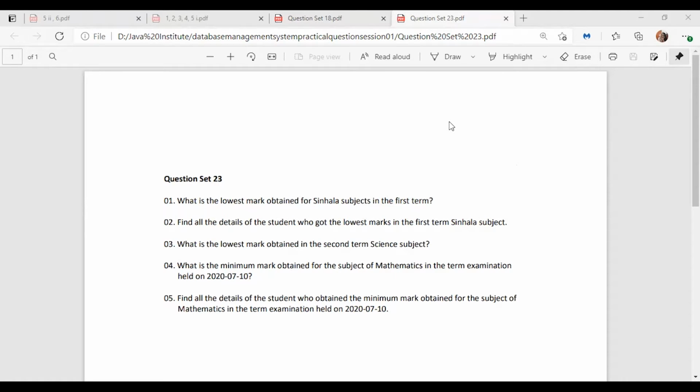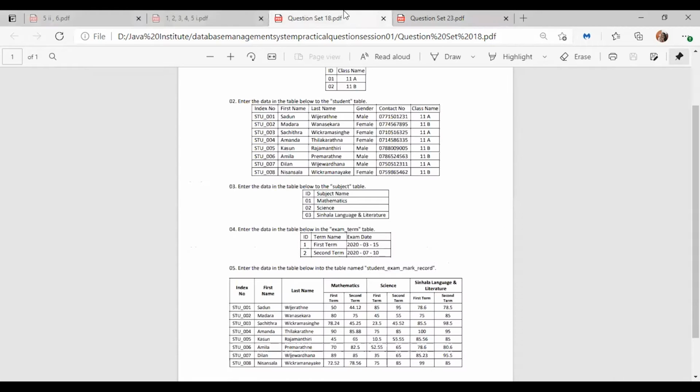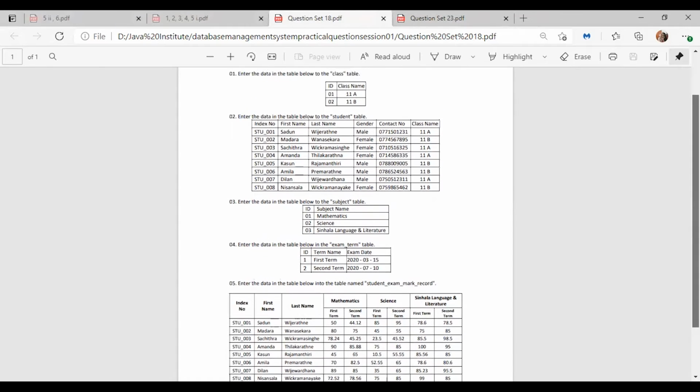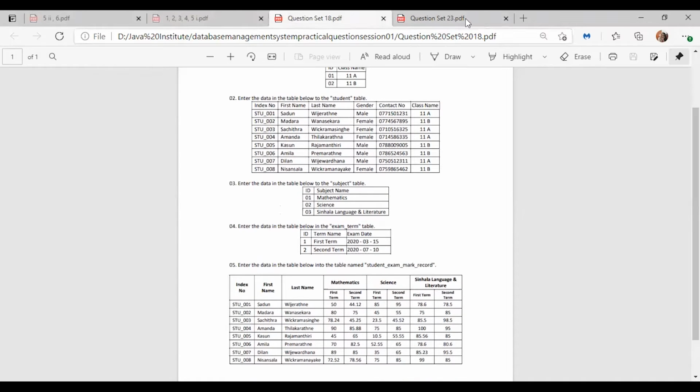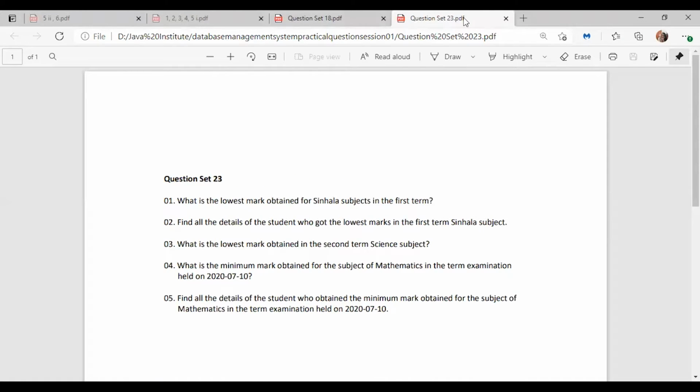So we are having a continuous question from question 16 to now, and if I were to show you the data of the database roughly like this, you can see we have these tables in our database. So in question 23 we have the first question, what is the lowest mark obtained for a single subject in the first term? So let's write the query now.